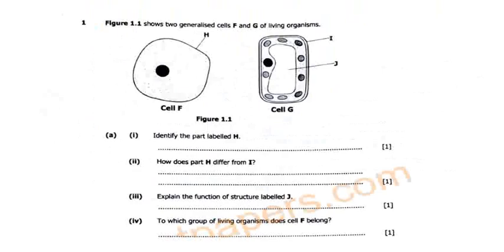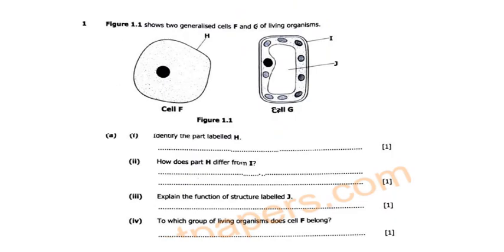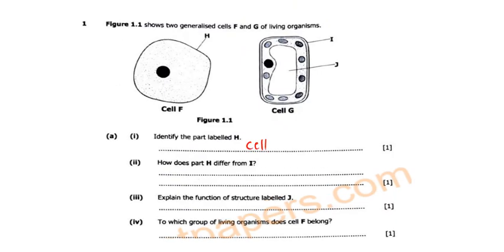The first question is saying, Figure 1.1 shows two generalized cells F and G of living organisms. Part A1 says, identify the part labeled H. As we all know, the part labeled H is the cell membrane. So you write there the cell membrane.